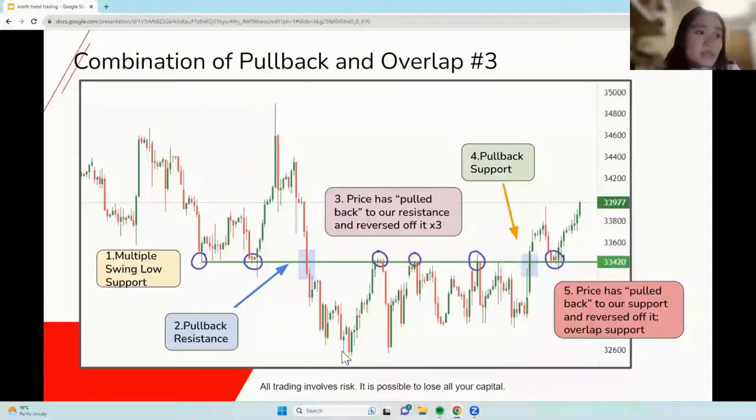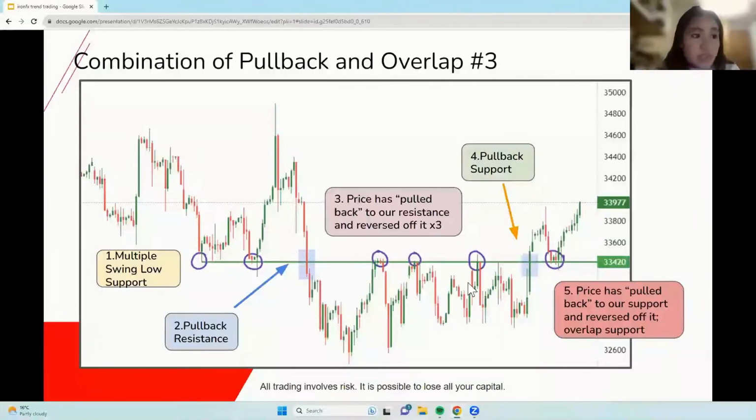So we observe the swing low, we see price approaching it, and we're expecting price to reverse off of it. And you can see that's exactly what happened. We have 1, 2, 3 swing highs that line up nicely, and they're all making it an overlap resistance instead. So we see price then break out of this overlap resistance one more time.